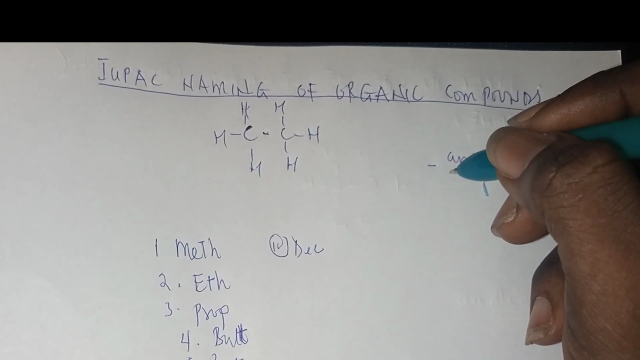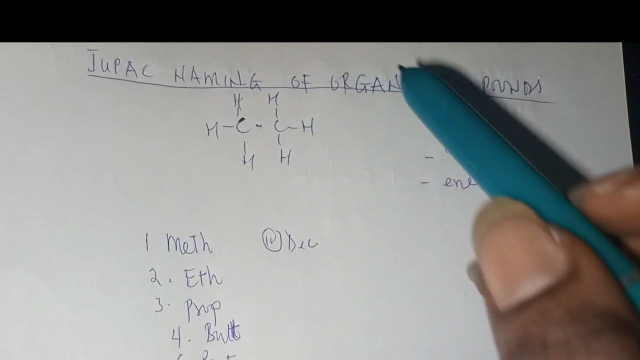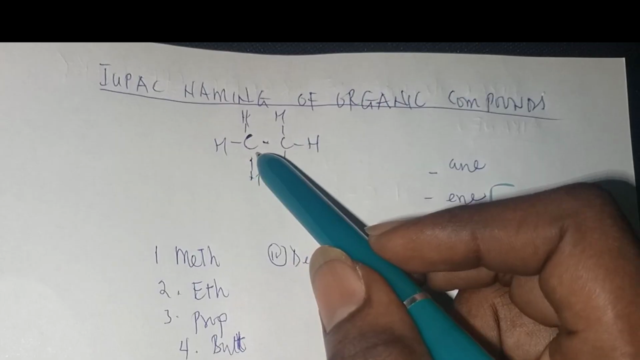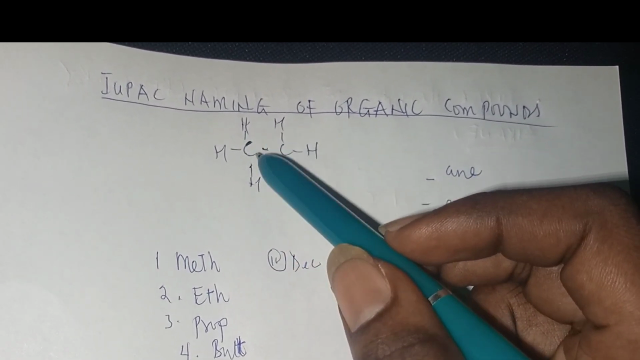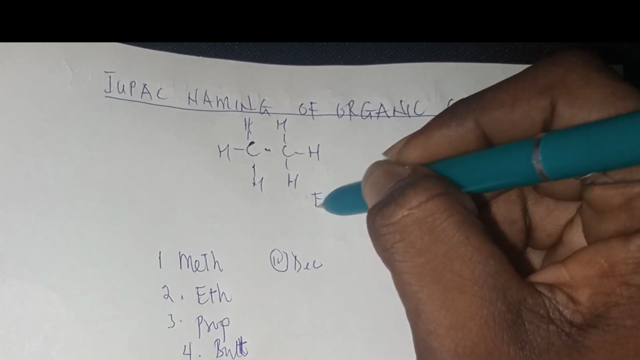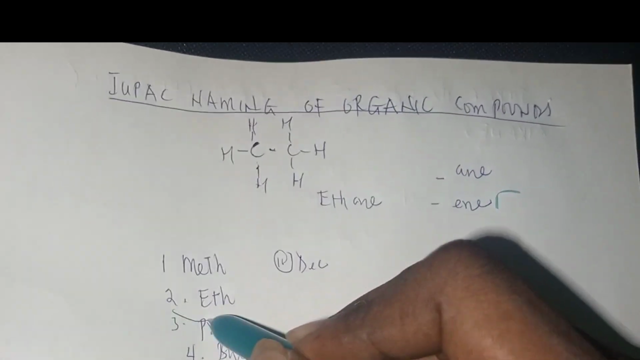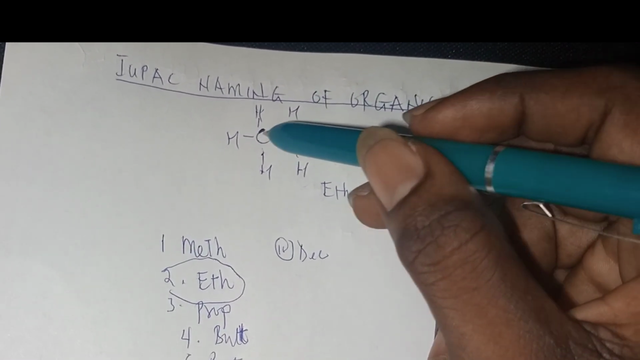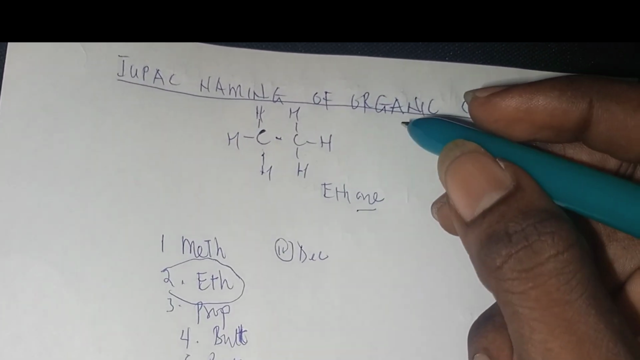If it was a double bond, it's going to be ene. But right now we are dealing with single bonds. So in this compound we can see that we have two carbons over here, and we have hydrogen bonds at the rest of them. So this is simply going to be ethane. Okay, ethane. Why ethane? Because it has two carbons, which is eth when it comes to organic chemistry, and it also has only single bonds. So that's where it gets its root name as ane, because it is an alkane.